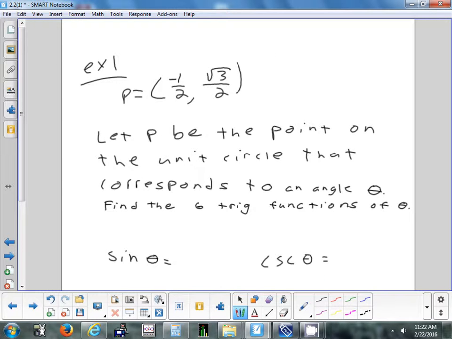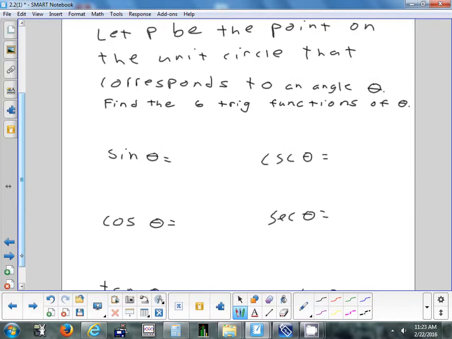All right, so step 1, find the coordinate. That's already done for you. Let's just make sure we know which one's x and which one's y. Emily, which value here is my x? The first one, yeah. And y is my second. So x is -1/2. Y is square root 3 over 2.